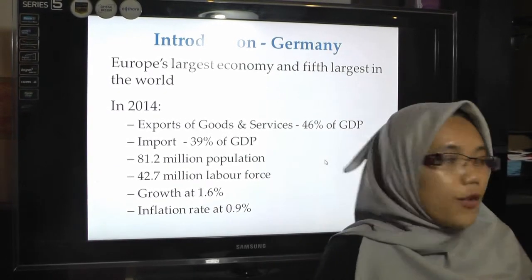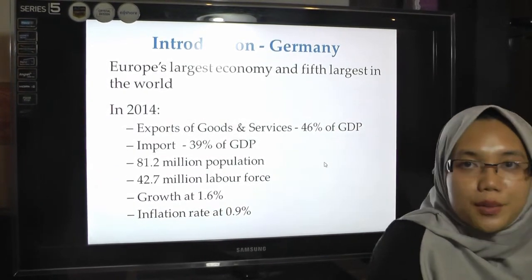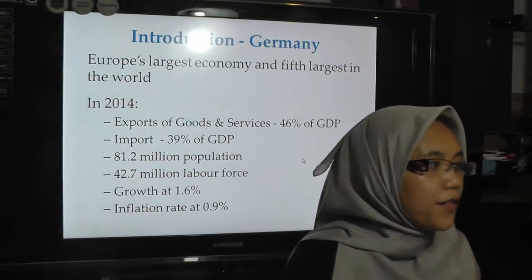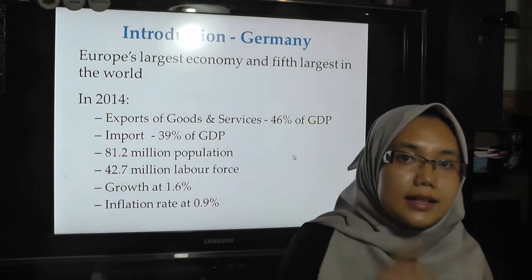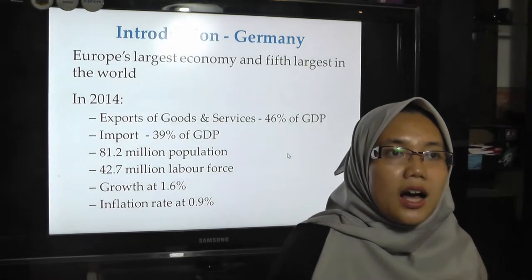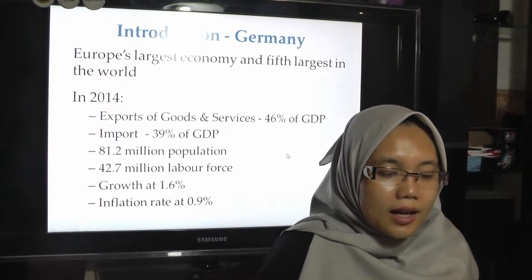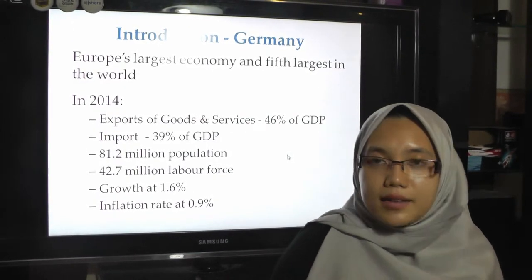Okay, so initially for introductions, Germany is well known for Europe's largest economy and fifth largest in the world. We are calculating on GDP against GDP in purchasing power parity terms.